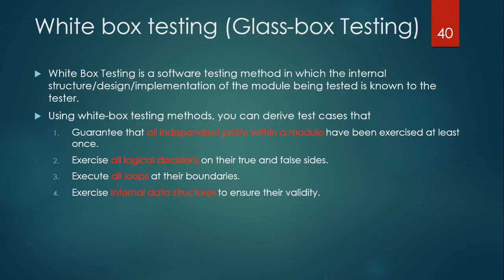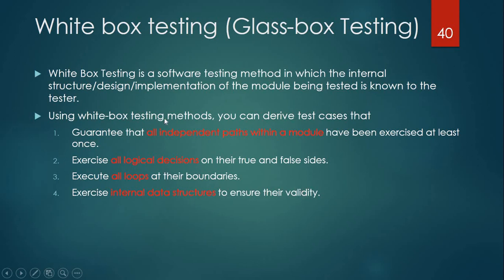Now we will discuss white box testing. In black box testing, no internal structure or logic is known to the tester, but white box testing is a software testing method in which the internal structure, design and implementation of the module being tested are known to the tester. All three things are known to the tester. Using the white box testing method, the following things can be derived. First, guarantee that all independent paths within a module have been exercised at least once. Second, exercise all logical decisions on their true and false sides. Third, execute all loops at their boundaries. And fourth, exercise internal data structures to ensure their validity.